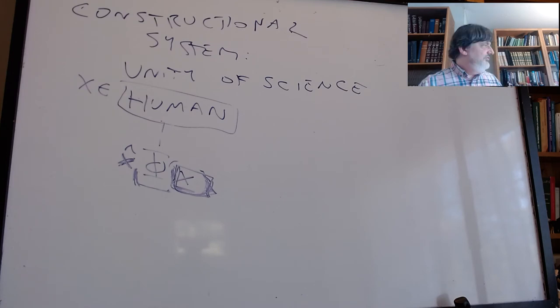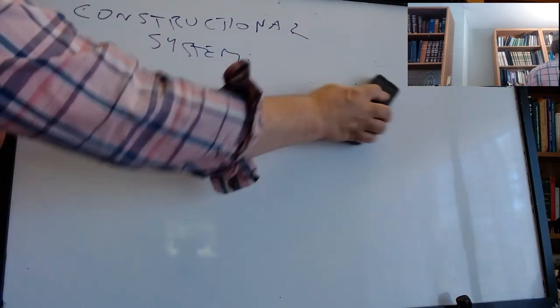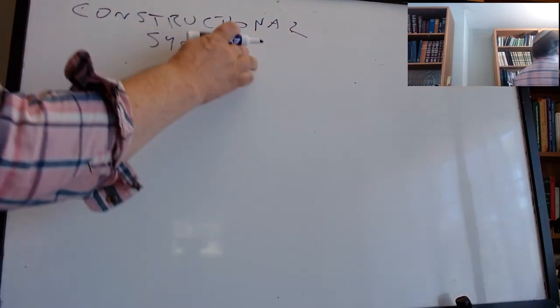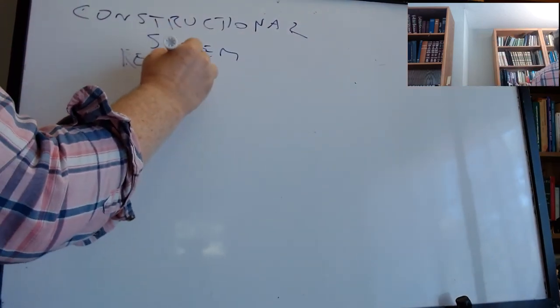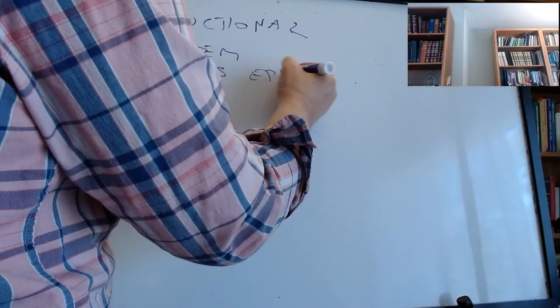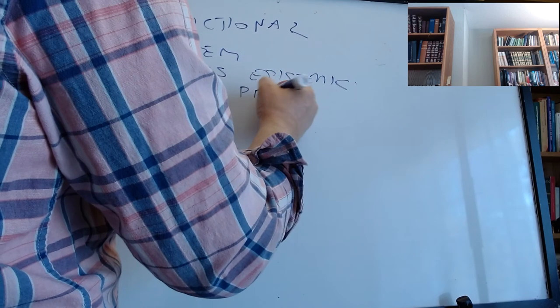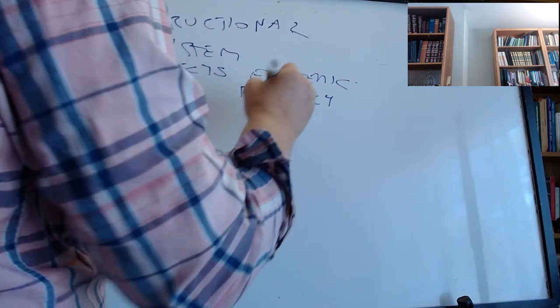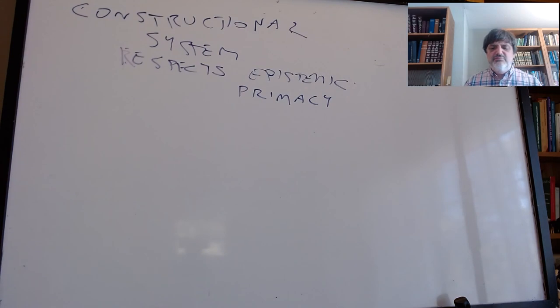Okay, so this is about constructional systems in general. Now, what's going to be special about the constructional system of this book is that it's going to be a constructional system that respects epistemic priority or primacy. I think priority might have been a better translation than primacy, but it says primacy, so I'll go with that. So it respects epistemic primacy, meaning that the higher level objects are going to be objects that we know on the basis of our knowledge of the lower level objects. We know the lower level objects first, so to speak.